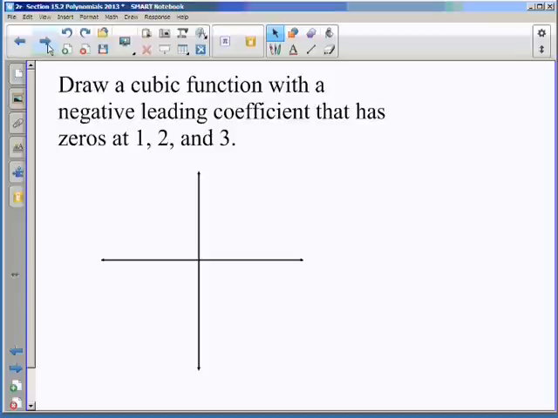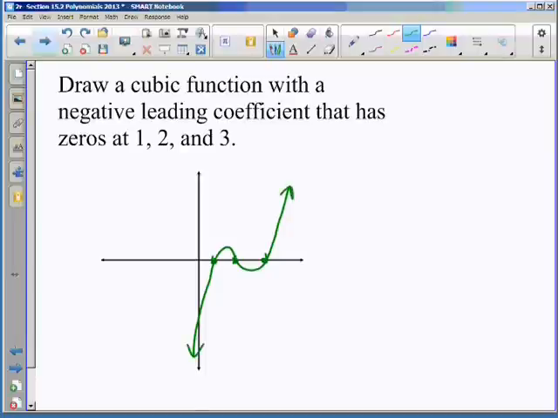Draw a cubic function with a negative leading coefficient that has zeros at 1, 2, and 3. Well, 1, 2, 3, I put dots there. To be a degree 3 or a cubic, it could start down at negative infinity, come up, cross over, and look something like that. Or if the leading coefficient was negative, it could have essentially a negative sloped line that has squiggles. That would look something like this.